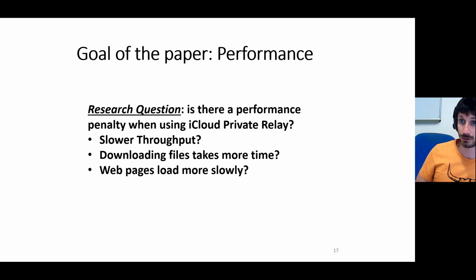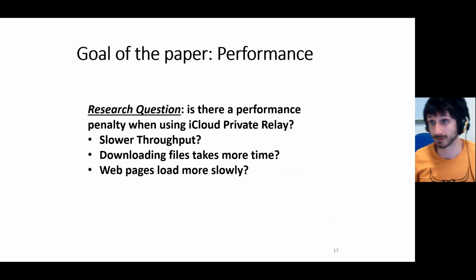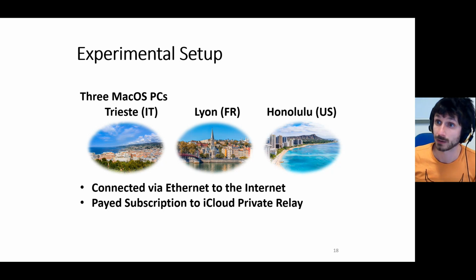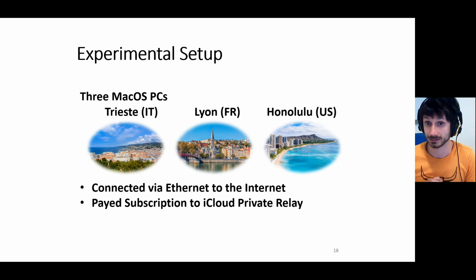So what is the research question of our paper? It is about performance. We are wondering whether using Private Relay you experience slower throughput, or downloading a file takes more time, or web pages load more slowly. To this end, we deployed a simple testbed in 3 cities: Trieste in Italy, Lyon in France, and Honolulu in the US, using 3 macOS PCs connected to the internet using an Ethernet cable. And all 3 PCs had a paid subscription to iCloud Private Relay.